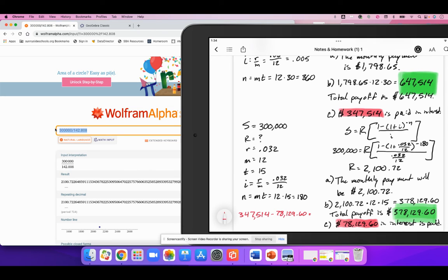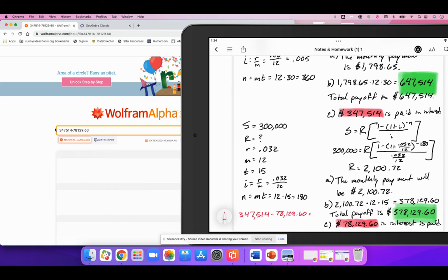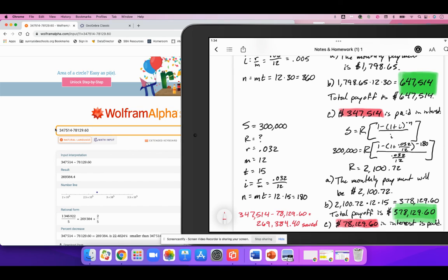So 347,514 minus 78,129, and don't forget the 60 cents. So these people would save $269,384 and 40 cents, if buying the exact same home, just with different terms on the loan.